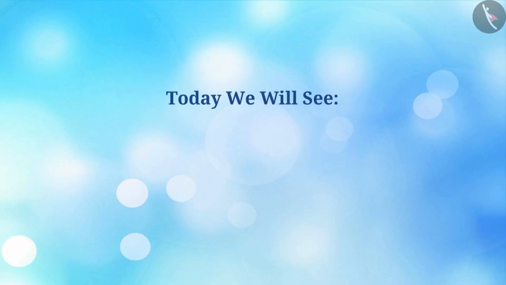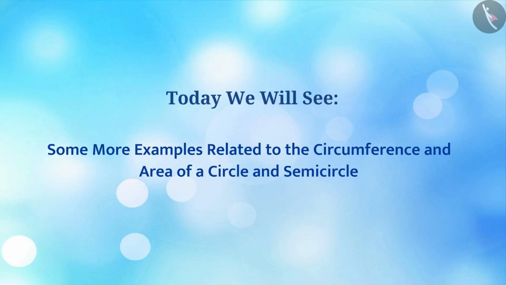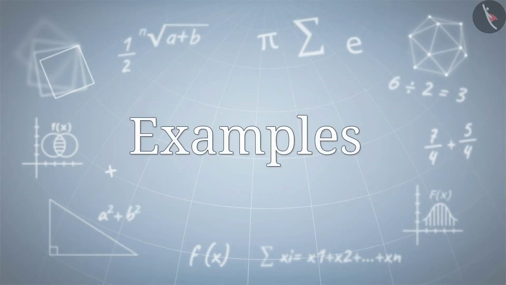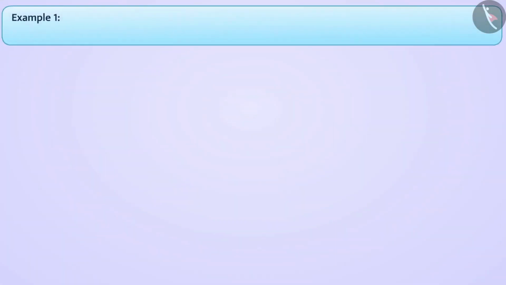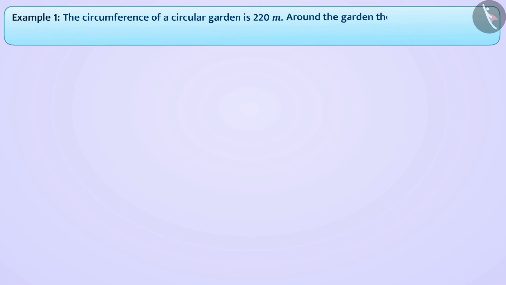Today we will see some more examples related to circumference and area of a circle and semicircle. The circumference of a circular garden is 220 meter. Around the garden, there is a 3-meter wide path. Find the area of a path.